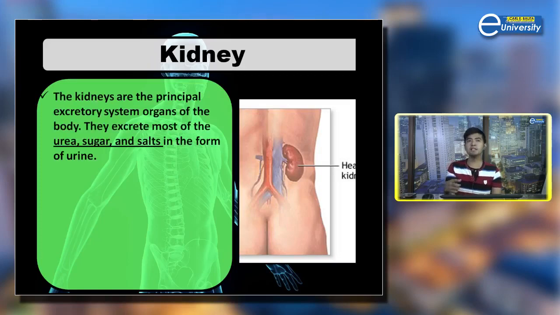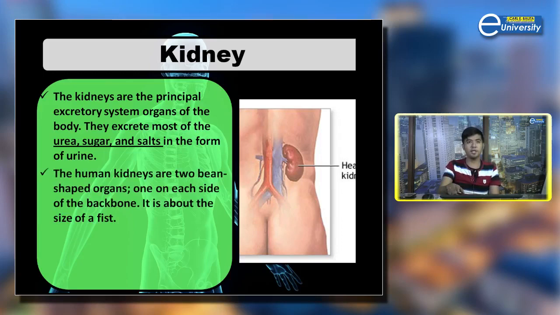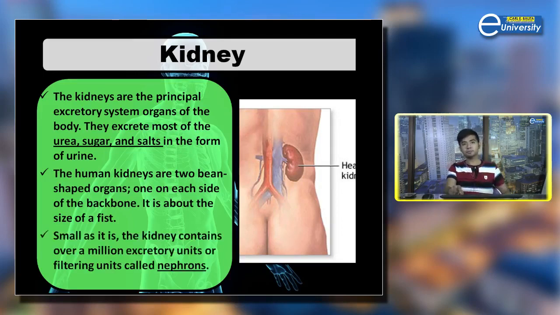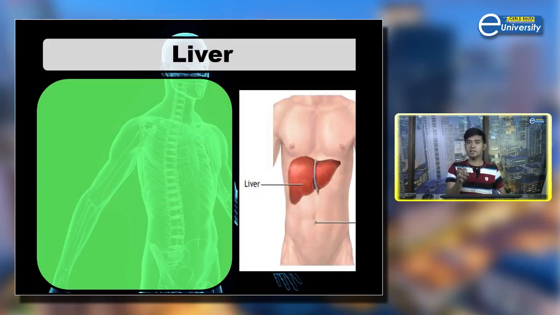Next is the kidney. The kidneys are the principal excretory system organs of the body. They excrete most of the urea, sugar, and salts in the form of urine. The human kidneys are two bean-shaped organs, one on each side of the backbone, and about the size of a fist. And small as it is, the kidney contains over 1 million excretory units or filtering units called nephrons. So again, the filtering unit of the kidney is the nephron.